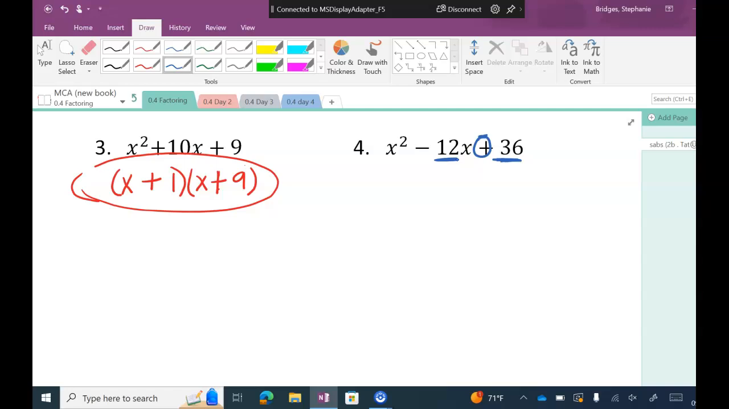Once you repeat a number, you have all the factors. Okay, so you keep listing your factors until you have a repeated number, and then you know you're done. So what I want to know is which pair of these add to give me 12? 6 and 6. So we're going to set up our 2 parentheses again.